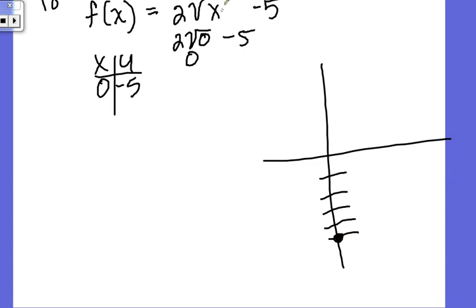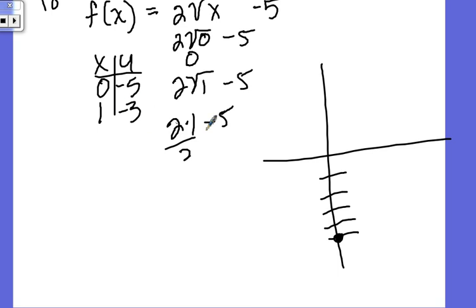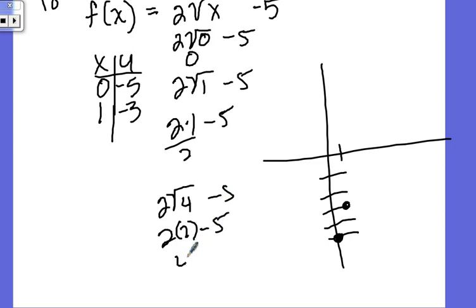Then you think of other perfect squares that can go in here. And the next perfect square is 1, so we can put a 1 in here. 2 times square root of 1. That gives us 2 times 1 minus 5. 2 minus 5 is negative 3. So 1, negative 3. And then the next perfect square would be a 4. So we could do 2 times the square root of 4 minus 5. 2 times 2, that's 4, minus 5 is negative 1. So if we plug in a 4, we get out a negative 1.